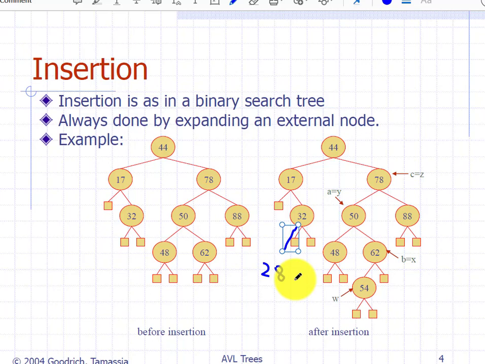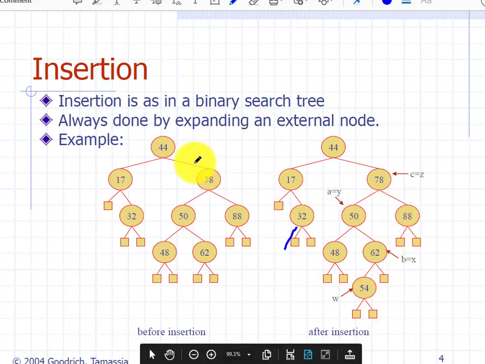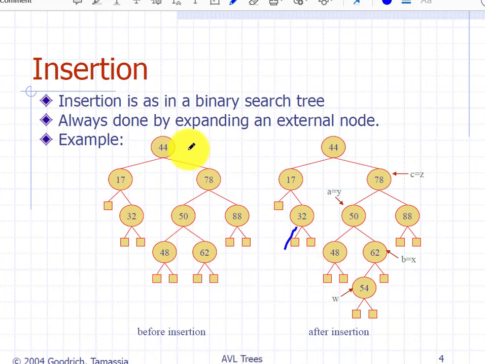What could happen is an insertion could cause the tree to not be balanced. So let's actually see if this tree is height balanced. If we add this, we inserted a node 54. 54 trickled its way down the tree and ended up here.